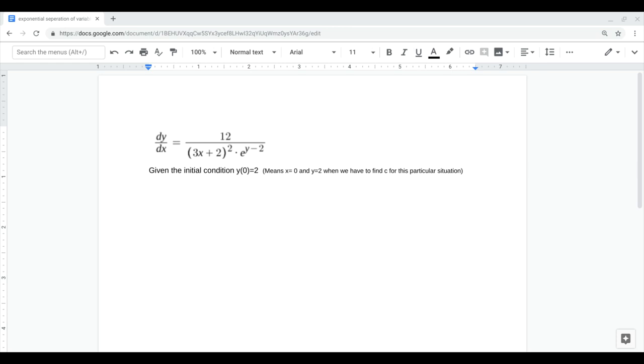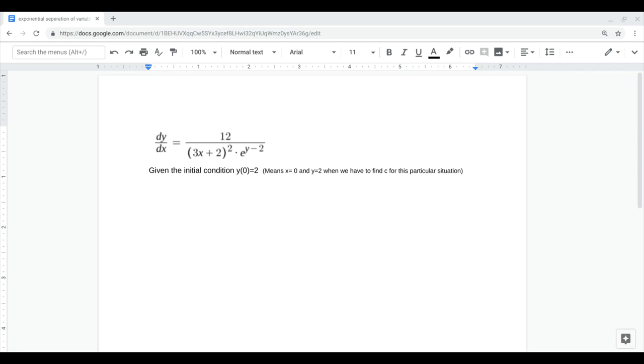Welcome, ladies and gentlemen. Today we'll be solving another differential equation. Here we are given the differential equation dy/dx is equal to 12 divided by the quantity (3x + 2) squared times e to the (y - 2). We are given the initial condition of y(0) = 2.